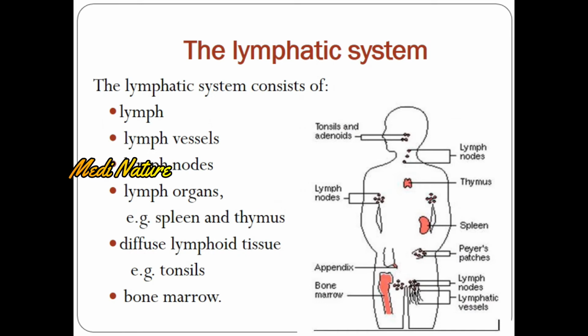When we are considering the lymphatic system, it consists of lymph, lymph vessels, lymph nodes, and some lymph organs such as spleen and thymus. And also there are some diffuse lymphoid tissues in our body, for example tonsils, and also bone marrow is another part of the lymphatic system. So in this picture you can see the different parts of lymphatic system, how they are scattered throughout your body.